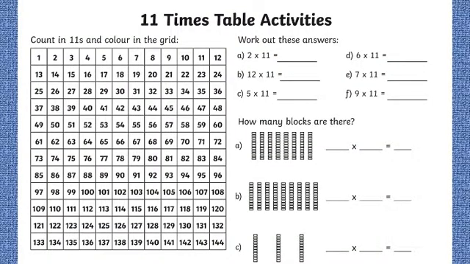Right. Now this is another optional activity for you to do, so if you want to pause the video, you can pause it here. This optional activity shows how you can see a pattern. So count in 11s and colour in the grid. You'll be able to see quite easily that the numbers go across. So 1 times 11 is 11, 2 times 11 is 22, 3 times 11 is 33, and so on and so on. It will go all the way down here till 9 times 11.